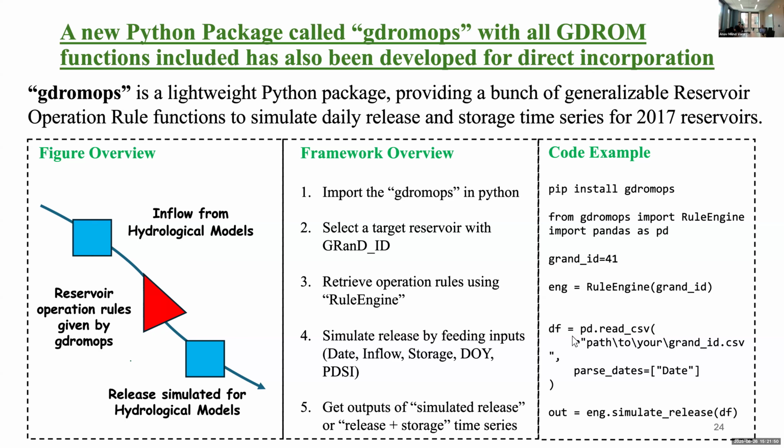DF is the input that we're providing. So it can either be a CSV that we have preloaded, or DF can be a data frame that is produced using the inflow from the hydrological model. So this blue box up here can be DF. It goes into this ENG. That's a method we have, simulate release. We provide DF to it, and it gives us out, which is over here. Out is the release that is simulated.